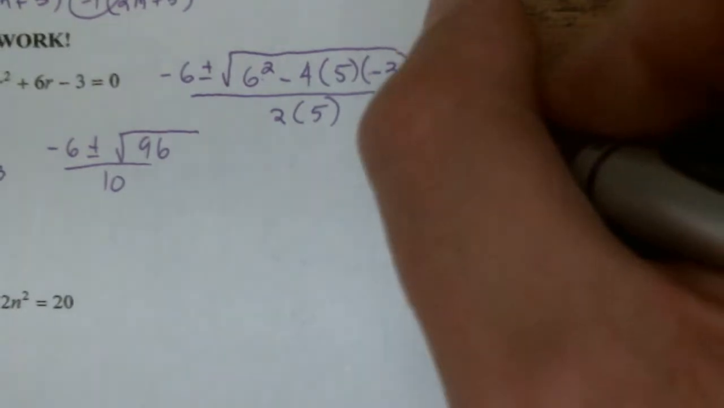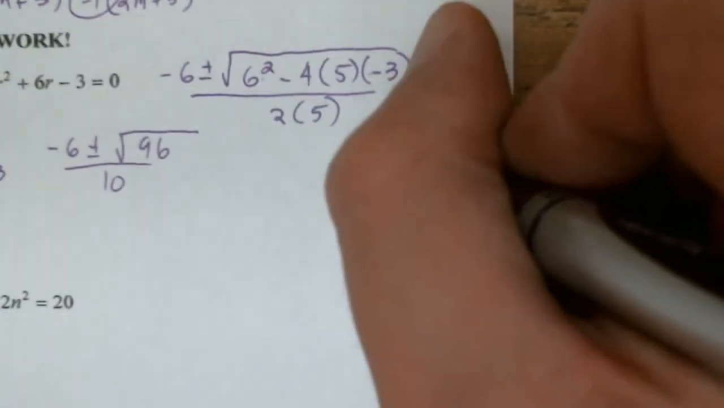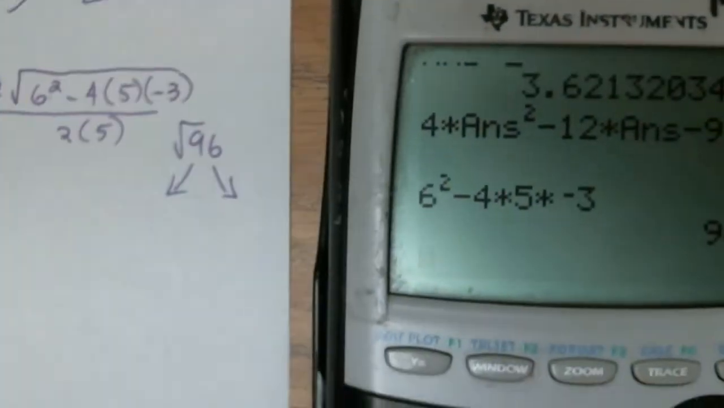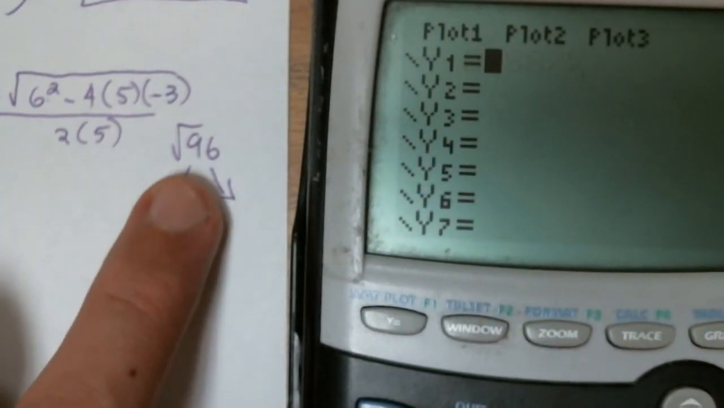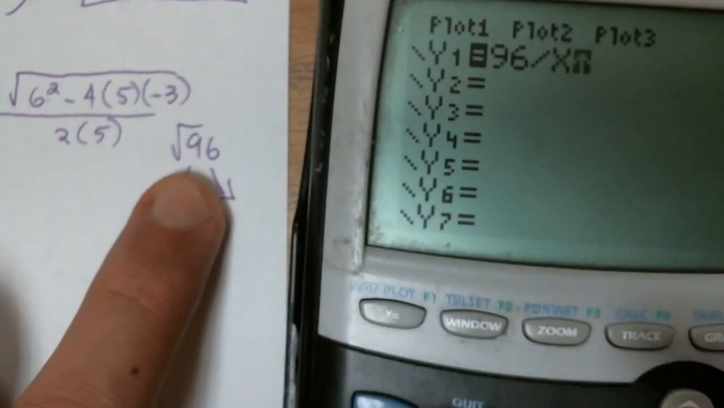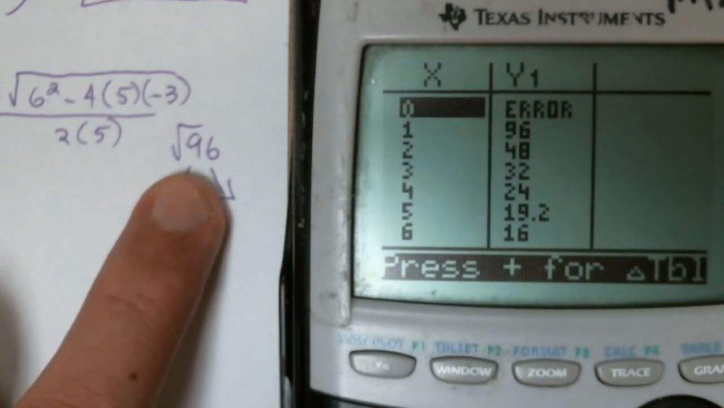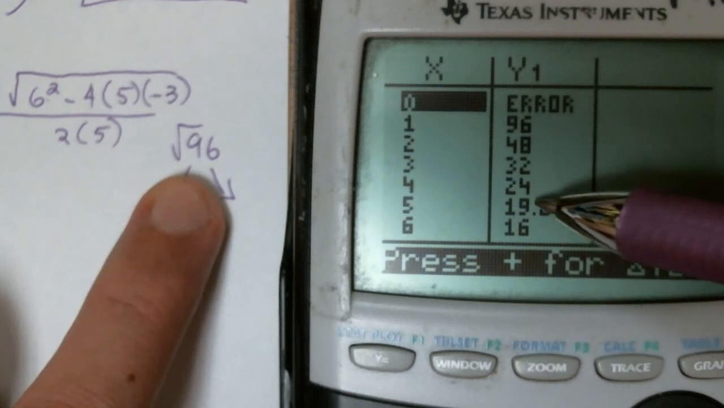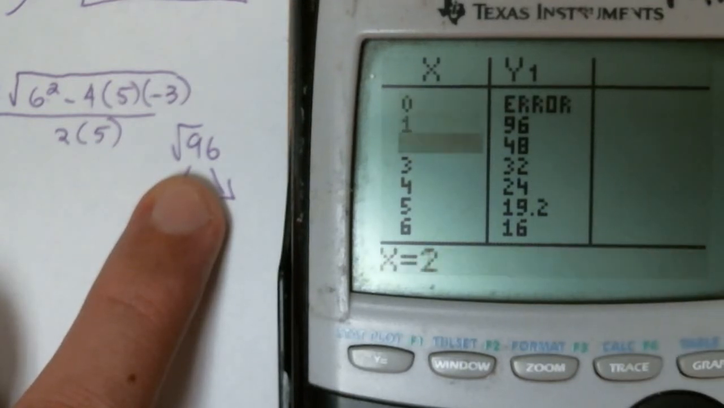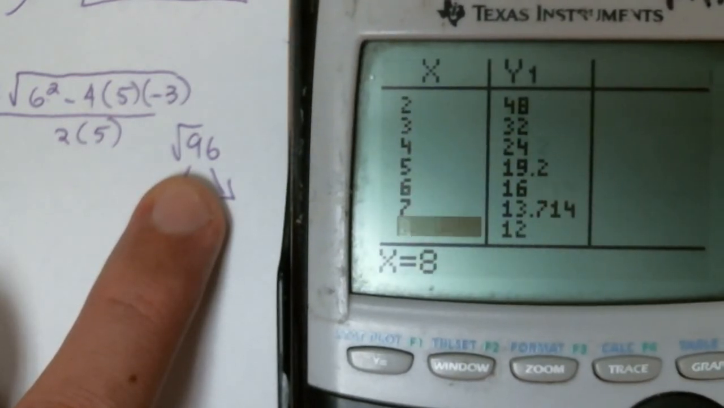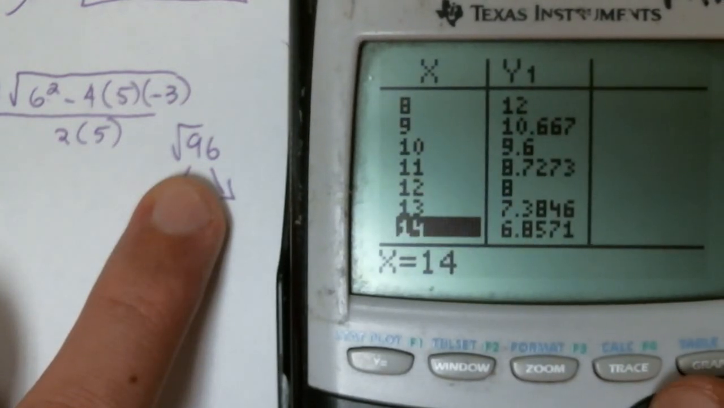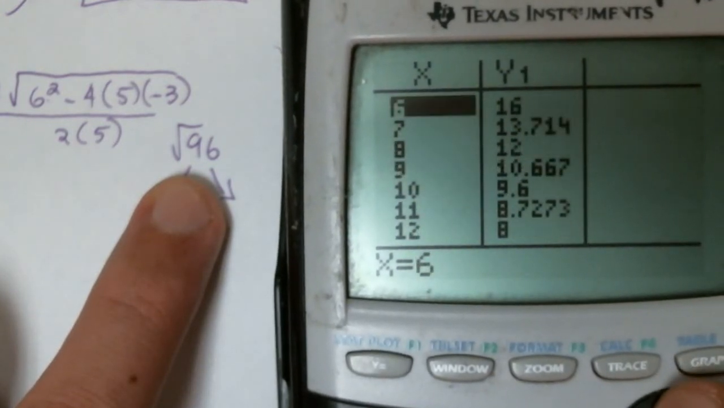Now, how does the square root of 96 break down? Perfect land and non-perfect land. Okay, let's go to our trusty calculator. 96 divided by x, second table. And let's see if we find a perfect square in here. 48, no. 32, no. 24, no. 16, there's one. But remember, you want the highest one. So let's keep going and see if there's anything else higher. Okay, I don't see anything else. So that is going to be my highest one.